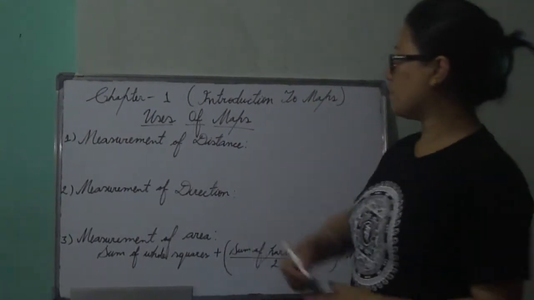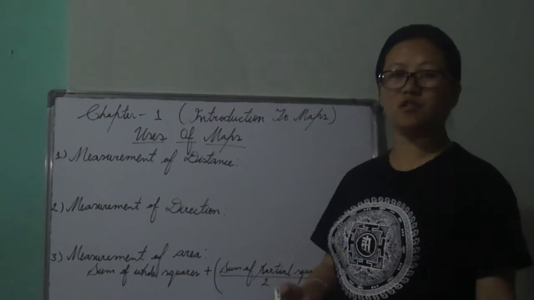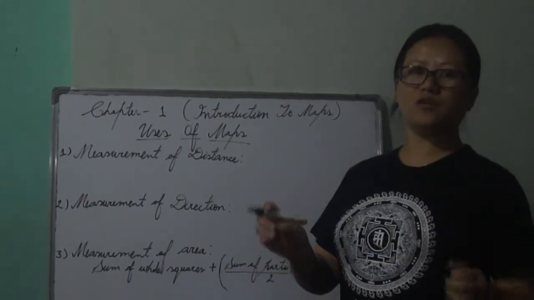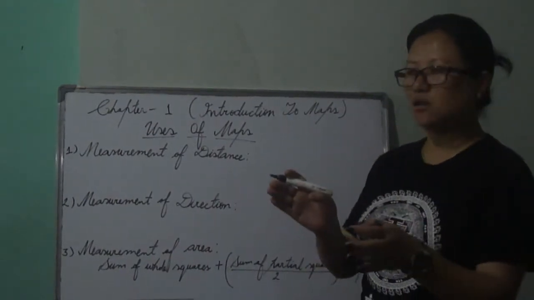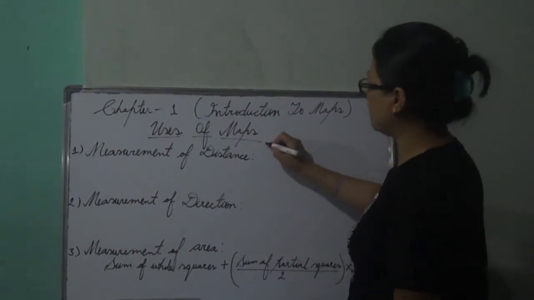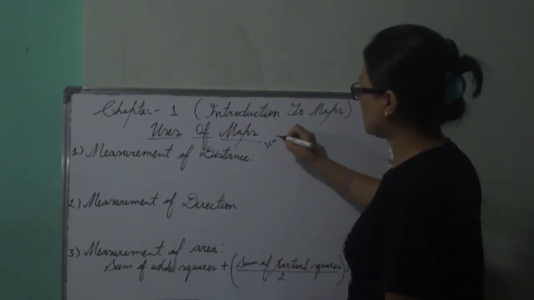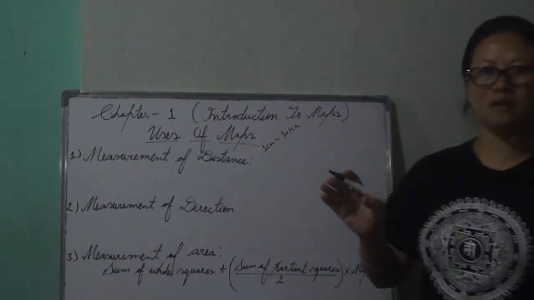First one is measurement of distance. In all the maps we discussed in the previous topic also, we always get a scale, though that scale we get in a graphical way. So here I am just showing you an example. Like if the scale is given as 1 centimeter is equal to 10 kilometer, okay, so this is our scale.